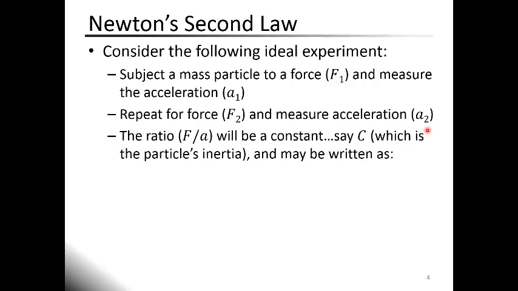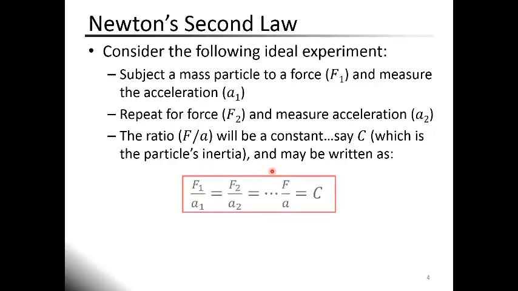If we keep repeating this experiment, we'll find out that the ratio between the force and the acceleration is constant. And this constant is called the inertia, or the particle's inertia. It is defined as the resistance of the particle to the change in the velocity, the rate of change of the velocity.